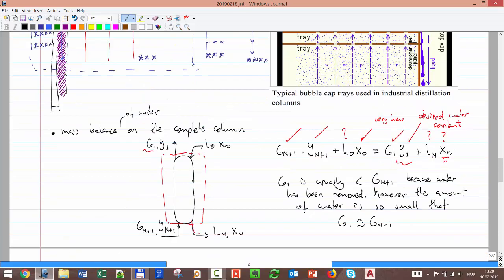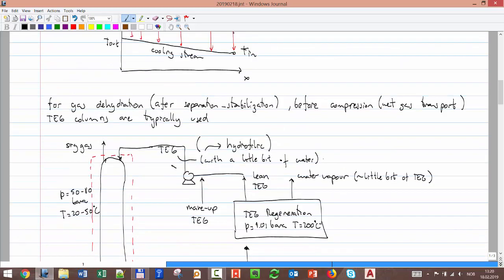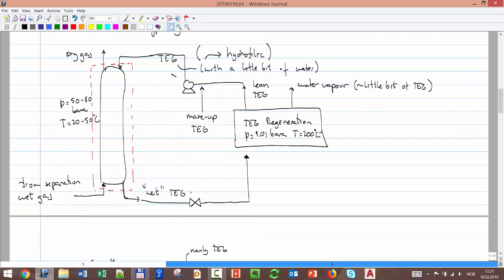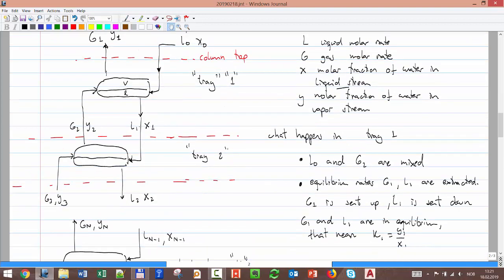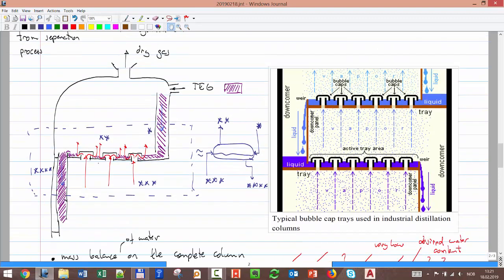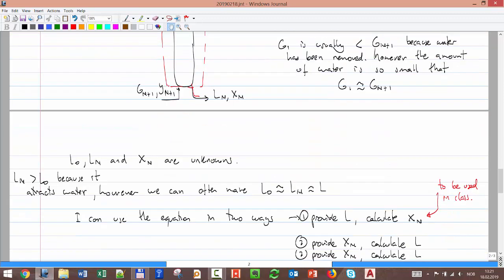Okay, so far what we have done is I showed you, in a very simplistic way, how the column looks, what kind of temperatures and pressures we use. Then I showed you this way, which is a mechanistic understanding of the column. You can see that there are a lot of trays, and each tray is like a separation stage. Then I showed you how it looks in real life. And then we made a mass balance of the water on the whole column. We came to that equation.